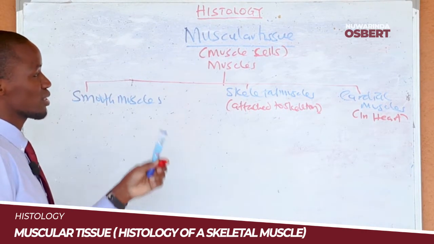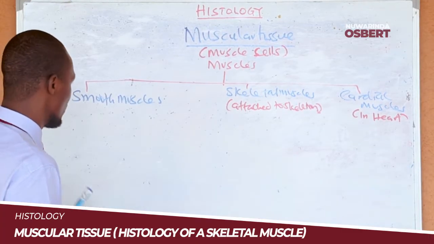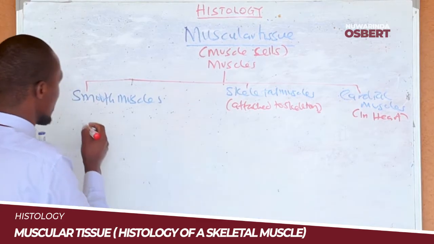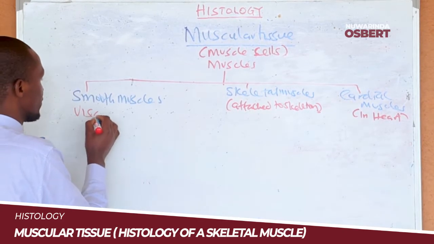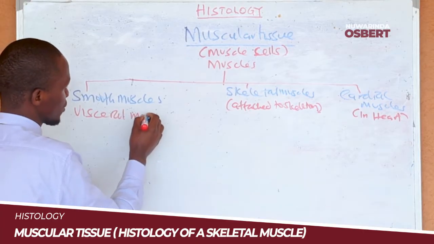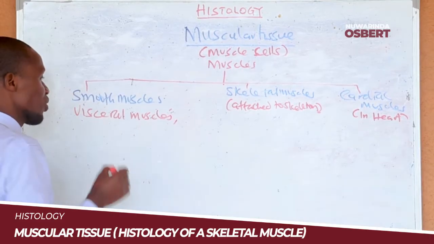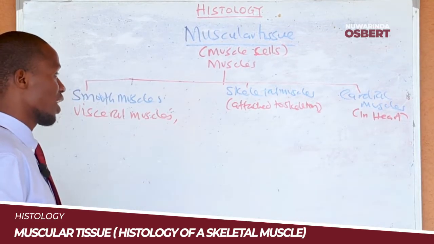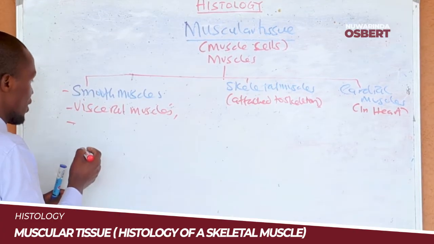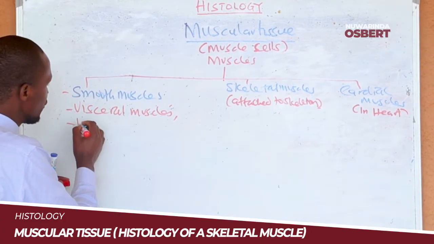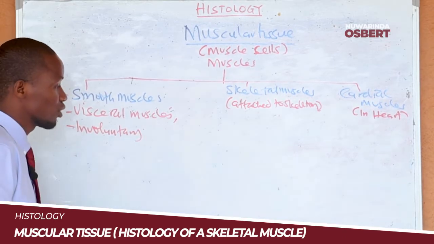Now, all these muscles have got different other names. For example, smooth muscles are also called visceral muscles. Why? Because you are going to find them in what we also call visceral organs. And then we can also call them involuntary muscles. Why do we call them involuntary muscles?